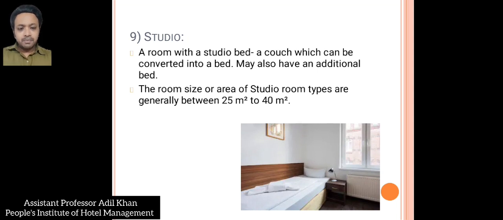Our ninth room is studio room. A room with a studio bed, a couch which can be converted into a bed, which is called a sofa cum bed, may also have an additional bed. The room size or area of studio room types is generally between 25 square meters to 40 square meters.